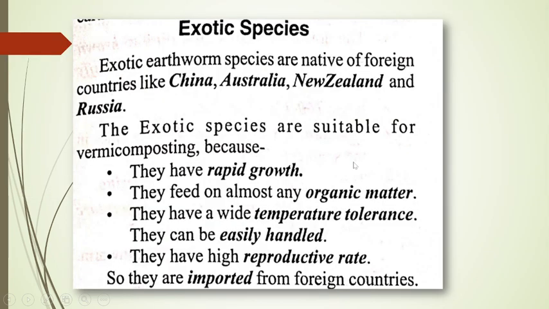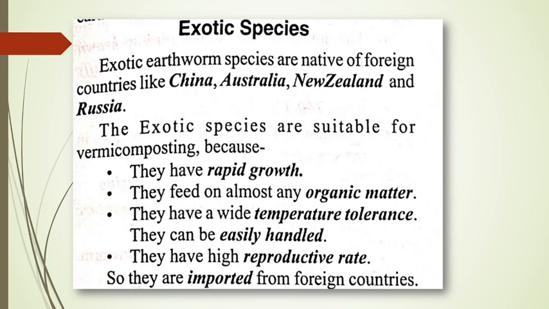Then talking about exotic species, remember that native species means local species and exotic species means non-native species. Exotic earthworm species are native to foreign countries like China, Australia, New Zealand and Russia. These species are mainly found in those countries and were introduced in India because of certain characteristics which make them survive in any kind of environment. That's why they are known as exotic species. We can also call them non-native species and alien species.